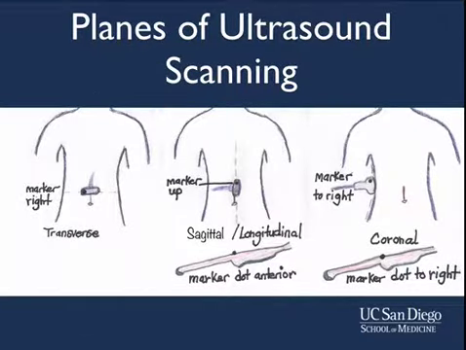To review the planes of ultrasound scanning for the transvaginal views, we mostly use the sagittal, where we place our marker dot anterior, which is also called the longitudinal view of the uterus, or we use the coronal view, which is when our marker dot is to the patient's right.